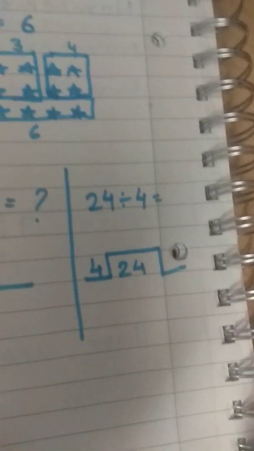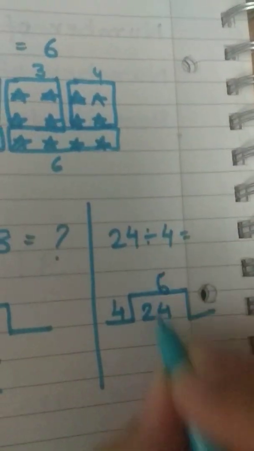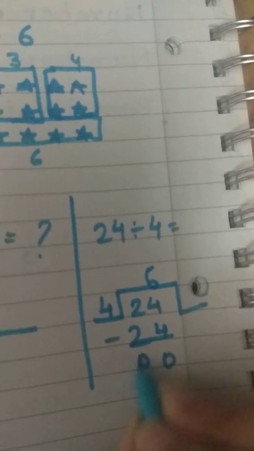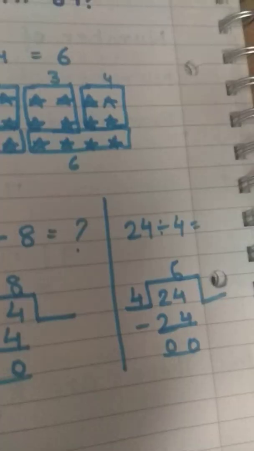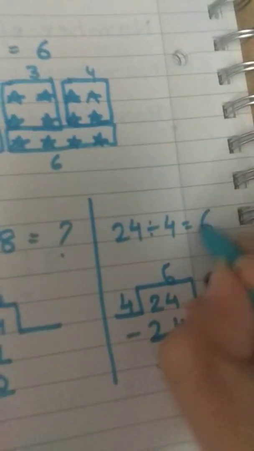4 ones are 4, 4 twos are 8, 4 threes are 12, 4 fours are 16, 4 fives are 20, 4 sixes are 24. Did you understand now? I want to show you in both the ways, like if you are able to understand like this or like this. So 6 groups are formed.